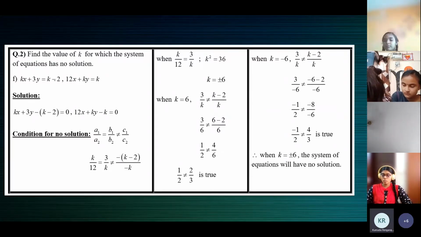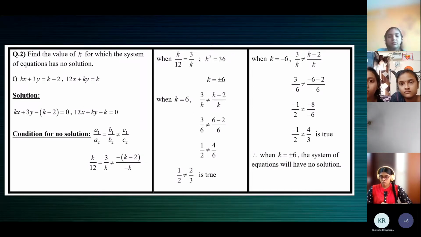All right, children. So the first step in such questions where we have to find the value of k for a certain condition to be satisfied. The condition can be no solution, many solutions, or unique solution. To satisfy that condition, you will have to find a suitable value or values of k. That's what we've been seeing so far in today's class.